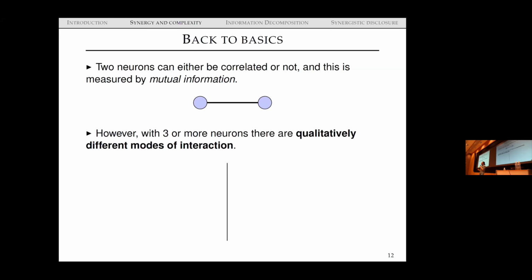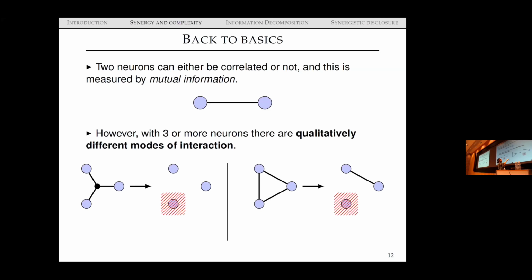Thing is, if you have 3 or more neurons, suddenly there are qualitatively different ways in which these neurons can be connected. Right? In one case, let's say we have 3 neurons connected in such a way that when I cut one of these out, or I marginalize it, or I don't observe it, I lose the connection between the other 2. Or I could also have it such that when I cut one of these neurons out, or I marginalize it, the connection between the other 2 remains. So these are qualitatively different modes of correlation between these neurons.